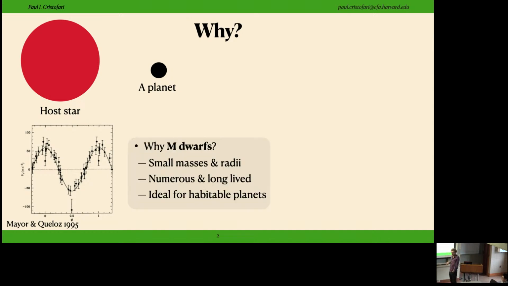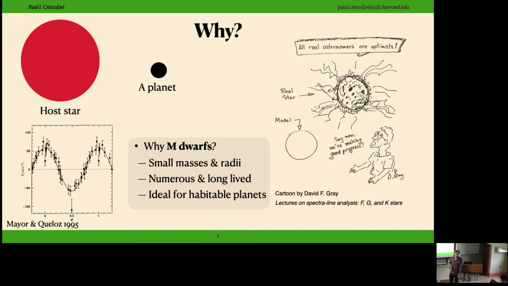Now, M dwarfs are very interesting because they are extremely numerous around us. Most of the stars are M dwarfs. And if you have an Earth-like planet, because of the smaller mass and radius of the star, you're actually going to induce very big signals. But if you start studying planets and you wonder whether it's habitable, you can't stop at this. You also have to consider the fact that stars are actually much more complex than they look.